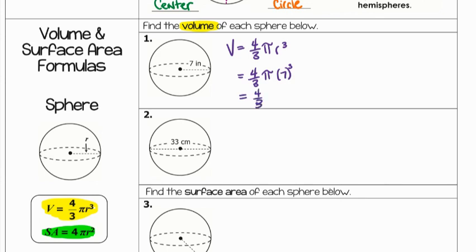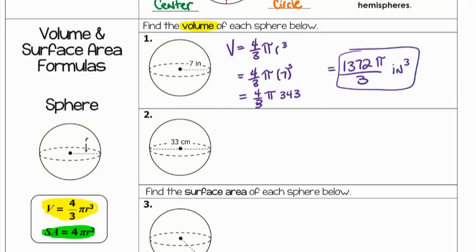7 cubed is 343, and that is not divisible by 3, so I can't really simplify anything. I'll just do 343 times 4, and I'm going to get a final answer of 1372 pi over 3, and that was inches cubed. So there's the volume of our sphere. Pretty straightforward there. If you know the radius, just plug it in.